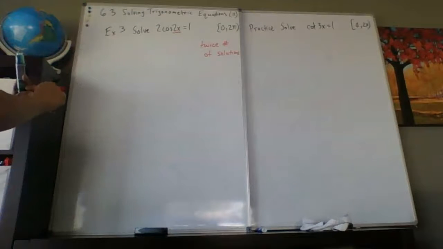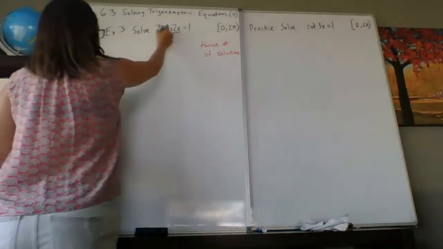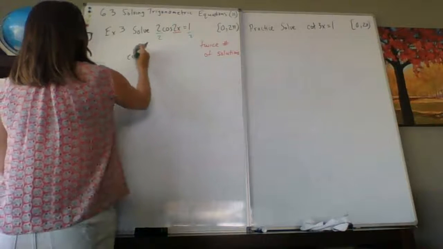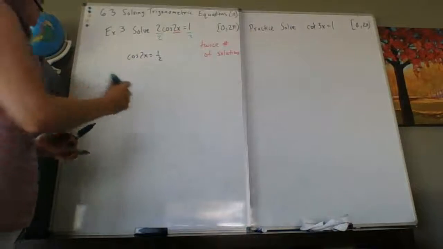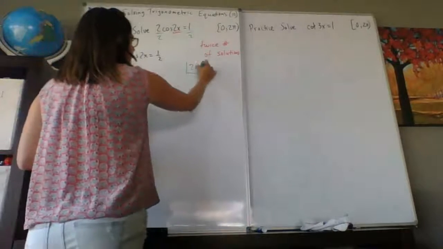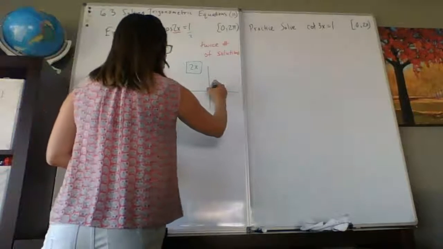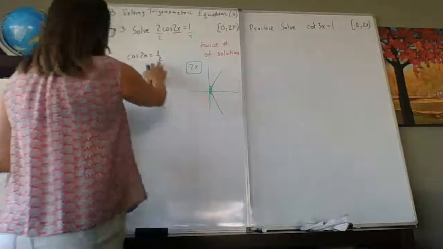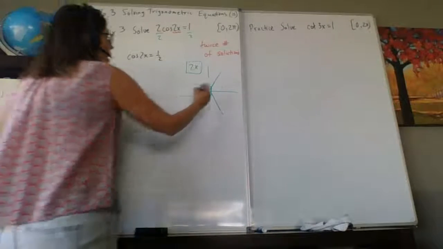So let's go ahead and take a look at this. We are going to solve for cosine of 2x. So divide both sides by 2. Cosine 2x equals 1/2. Now we are going to make a picture for the angle 2x. So cosine is positive in quadrants 1 and 4. And because the cosine is 1/2, that's going to be a 60-degree reference angle, or pi over 3.